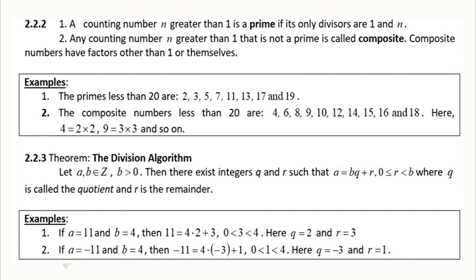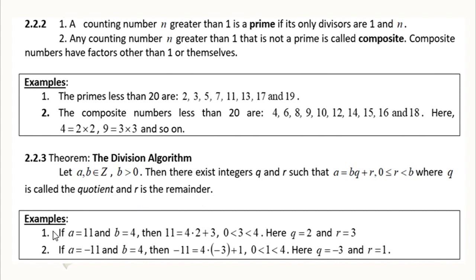Okay, we have the next theorem, the division algorithm. Let A and B be elements of integers, and B is greater than 0. Then, there exist integers Q and R such that A is equal to B times Q plus R, where R is greater than or equal to 0 and less than B, where Q is called the quotient and R is the remainder.